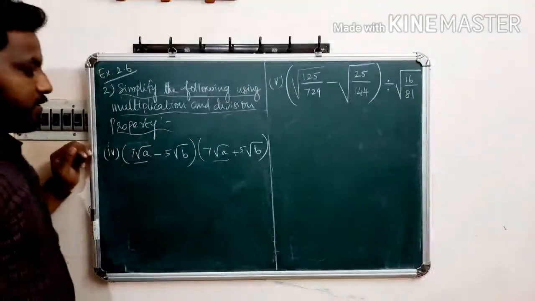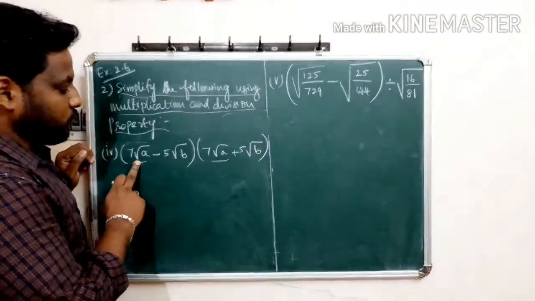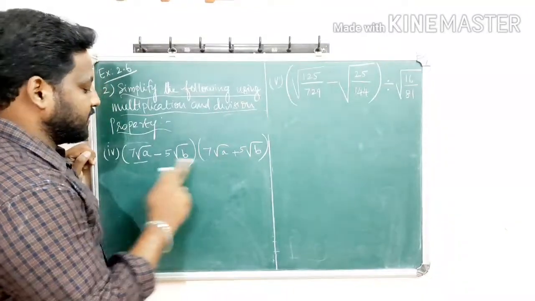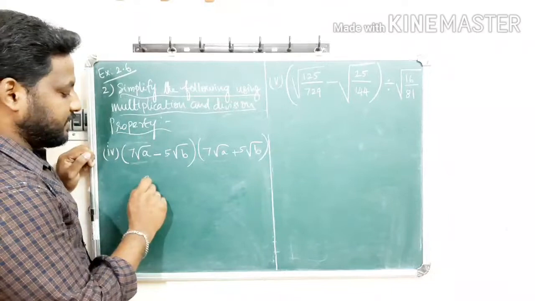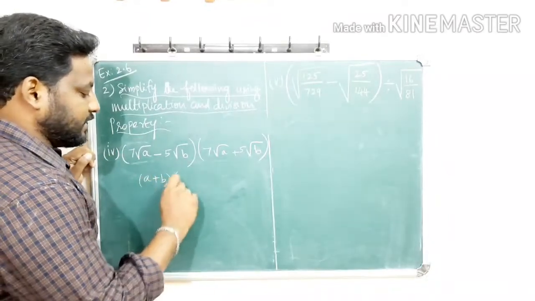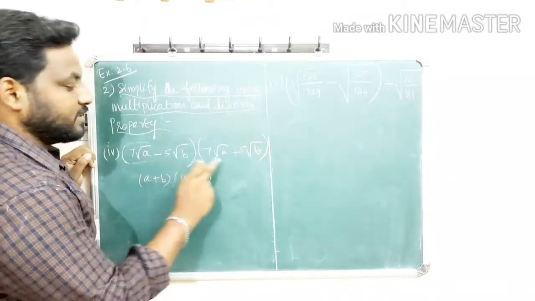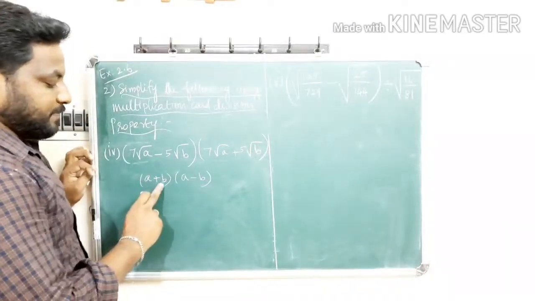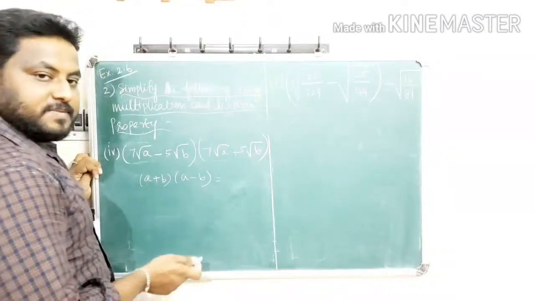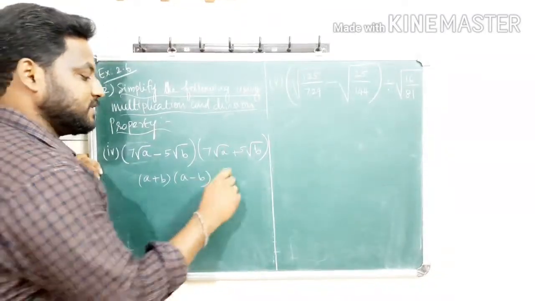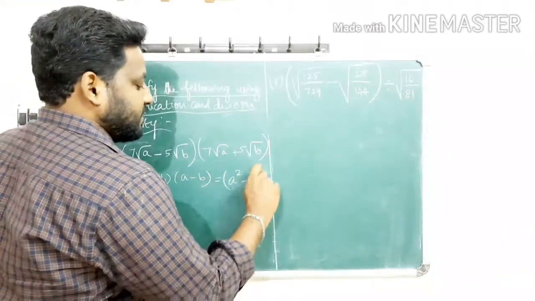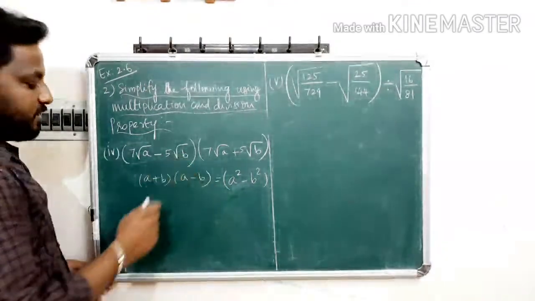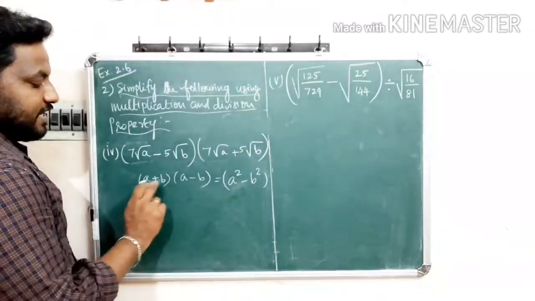Clear? Here the fourth question. 7 root a minus 5 root b, 7 root a plus 5 root b. Here we know the formula a plus b into a minus b, because the first numbers are the same, 7 root a, 7 root a, and the second numbers are the same, 5 root b, 5 root b. So a plus b into a minus b. What is the formula for a plus b into a minus b? You studied it in previous classes. a square minus b square. The a square minus b square formula is equal to a plus b into a minus b. So using this formula, we can write it as a plus b, a minus b.